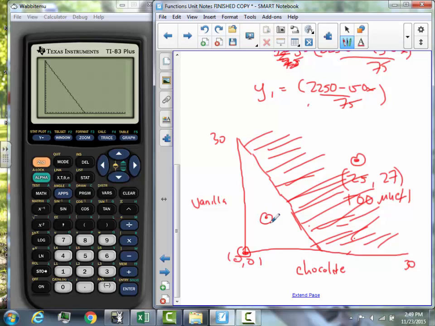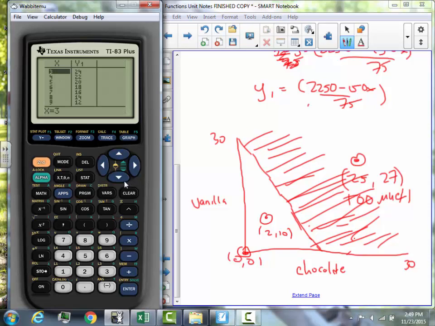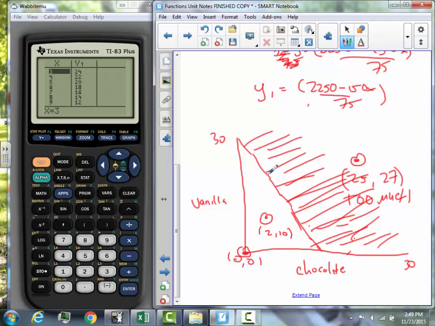Here's a point. 2 and 10. Could he make 2 chocolate and 10 vanilla? Sure, he has enough stuff. Everything that's along this line right here would mean that he uses all of his stuff. So if I were to find a point along this graph, for example, 3 and 24. 3 and 24 is a point right on the line. If he makes 3 chocolate and 24 vanilla, he uses every single gram of flour he has.